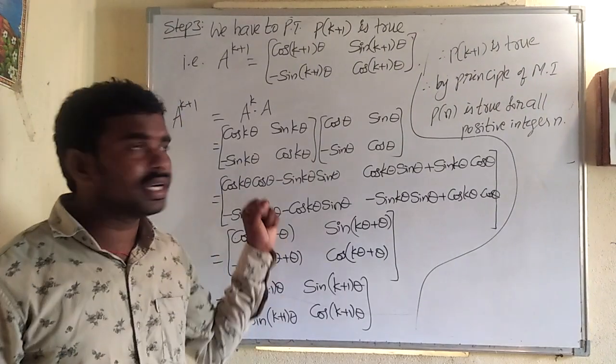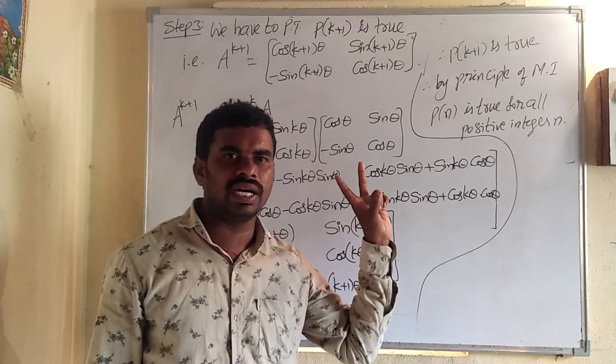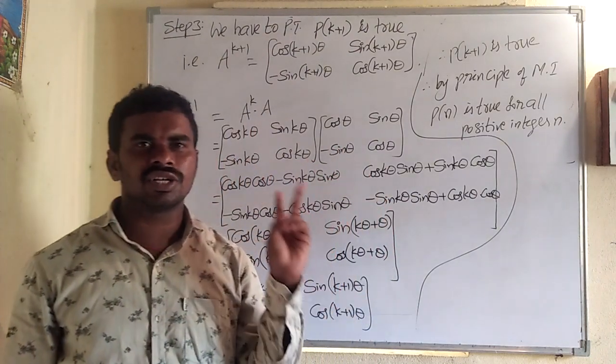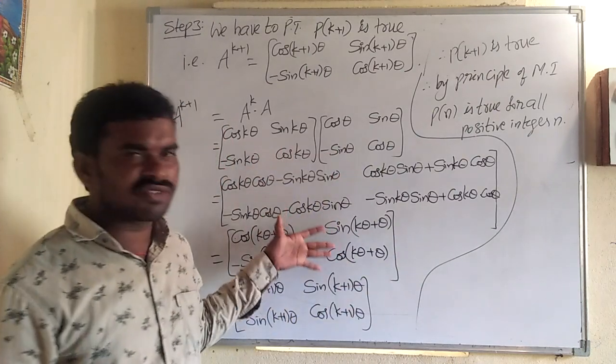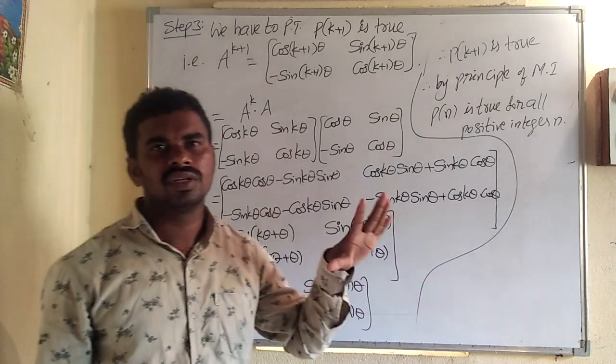Already I have told you matrices consists of 22 marks: 2 very short questions, 1 4 marks question, and 2 7 marks questions. So from this we can expect 1 4 marks question, no problem.